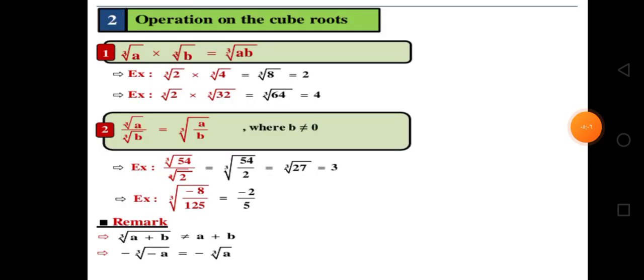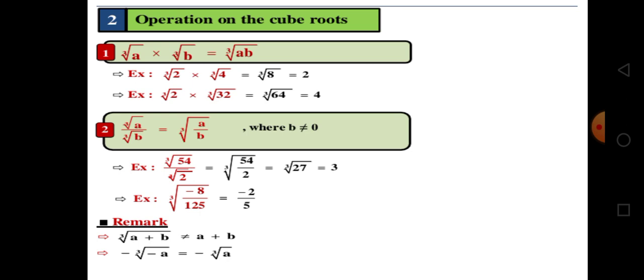Operation on the cube root. Cube root of A multiplied by cube root of B equal cube root AB. That means A times B. For example, cube root of 2 multiplied by cube root of 4 equal cube root, 2 times 4 equal 8. So cube root of 8 equal 2. Another example, cube root 2 multiplied by cube root 32. Multiply 2 by 32 equal what? 64. So cube root 64 equal 4.